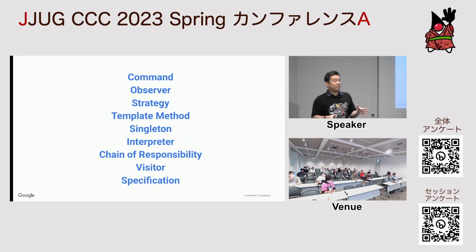And based on these principles, what I'll try to show you, if we have enough time, are these revisited design patterns. So we'll try to explain command, observer, strategy, template method, singleton, interpreter, chain of responsibility, visitor, and specification. It's a lot, but just in case we don't have enough time, all the source code from this presentation is available on GitHub. So I'll share a link later. You will be able to check the source code.